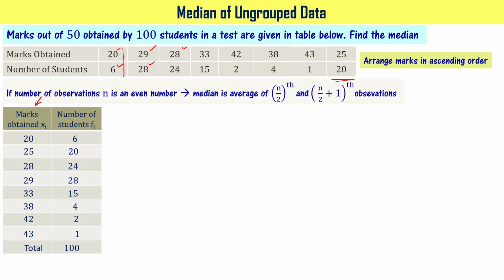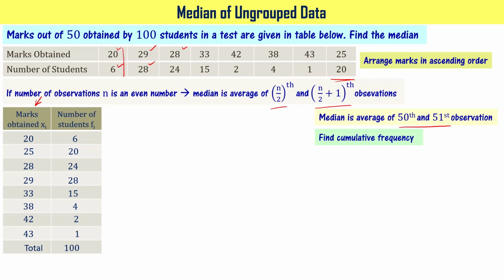And it is an even number. So median is defined as average of n by 2th and n by 2 plus 1th observations, right? Now, since n equal to 100, n by 2 is 50 and n by 2 plus 1 is 51, right? So median is going to be average of 50th and 51st observation, right? Now, what is the 50th observation? You can't right away see and tell, right? For that, what we have to do is we have to find cumulative frequency.